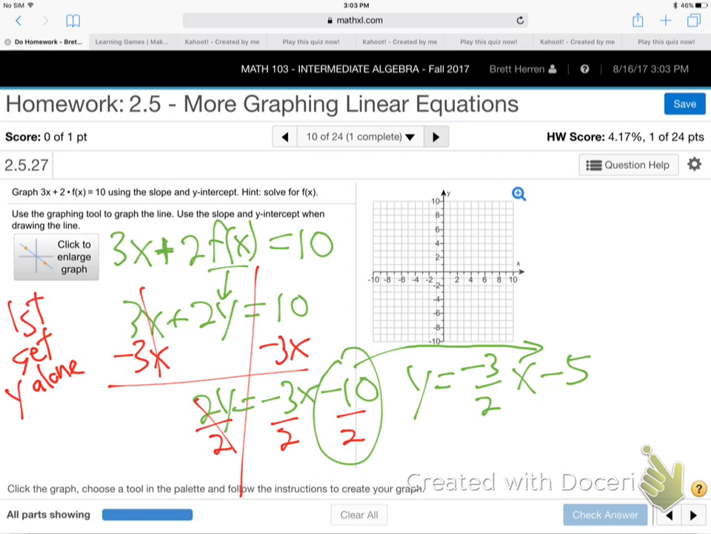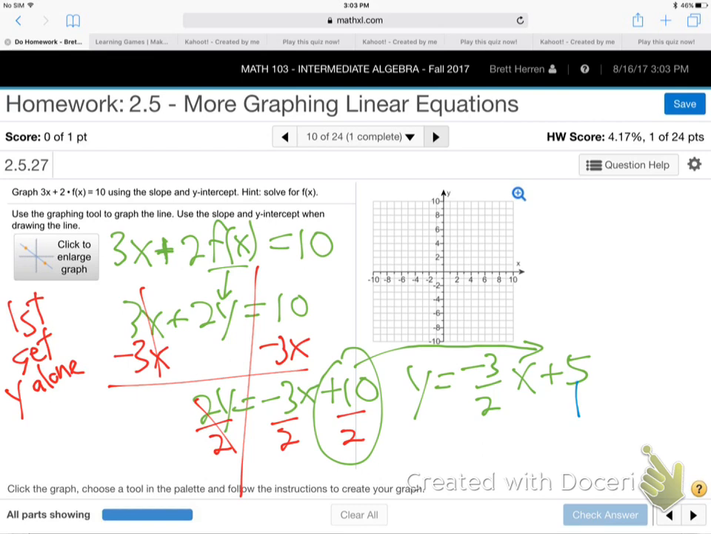I have no idea. Yeah, that's wrong. That should be a positive 10. I was testing you. Well done. Good job. Good? We all good? Yep. So now, to graph it, where would we start?